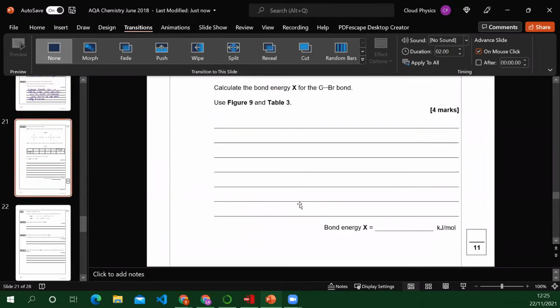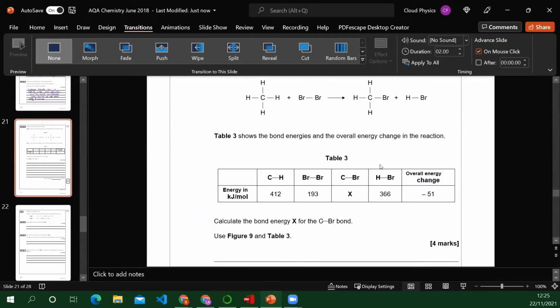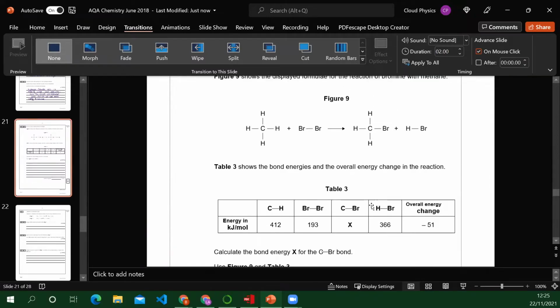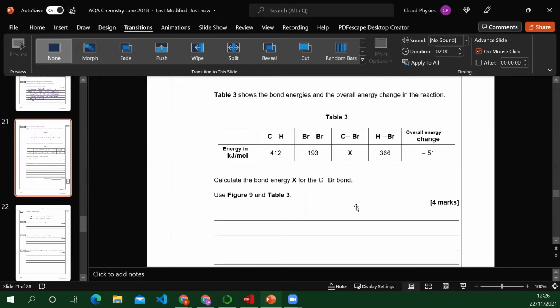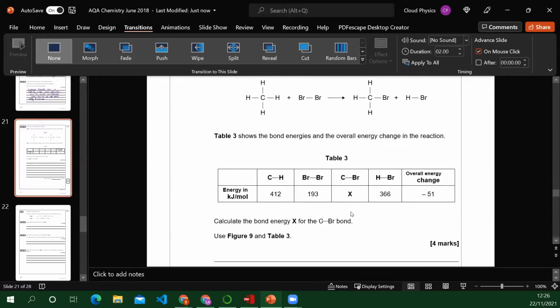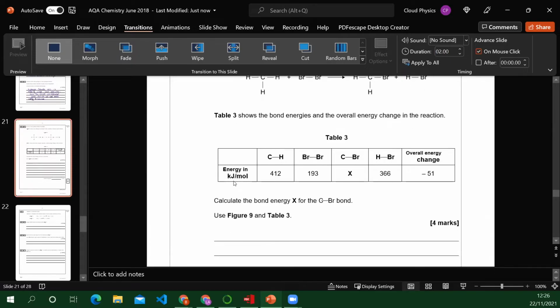Let's go back to this then. Let's go back to that. We've got the bond energy. We need to find the missing value. We talked about it, the bond energy change. Use figure 9, and so we've got bonds broken and bonds formed. Let's go on the left-hand side. Which bonds are broken there? Let's write that down. So bonds broken.